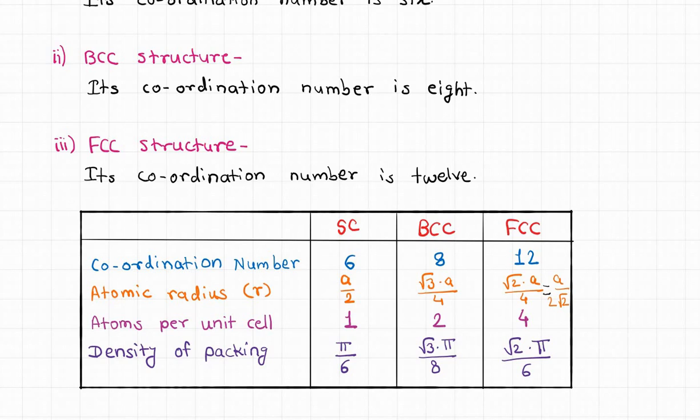Then density of packing for SC structure is pi by 6. For BCC it is root 3 pi by 8. For FCC it is root 2 pi by 6.